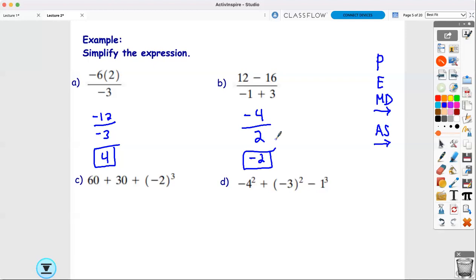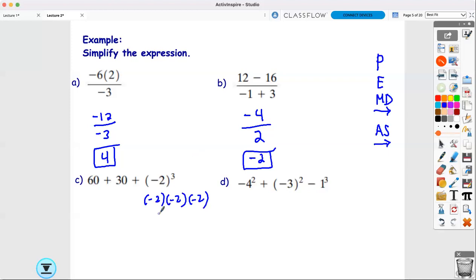Use a calculator if the adding, subtracting, dividing is messing you up. Let's look at C. We're doing PEMDAS first, right? There's no parentheses to simplify, but there is an exponent right here. We're doing this E, -2 to the third power. Well, -2 to the third power is just pretty much going to be -2 times a -2 times another -2. It's going to be 3 of them. So what does that simplify to?